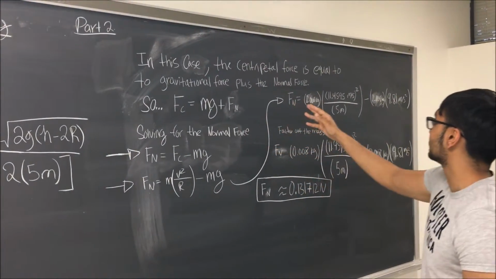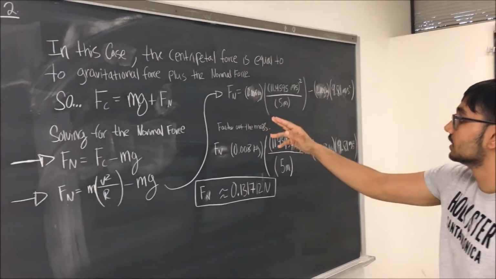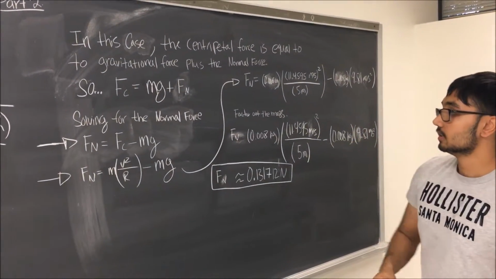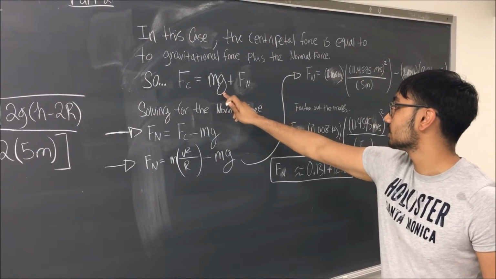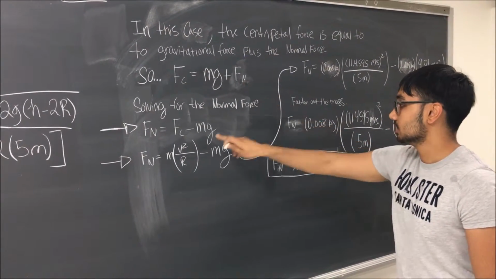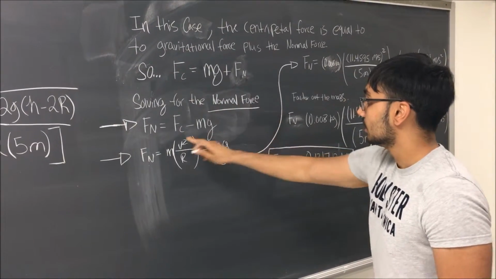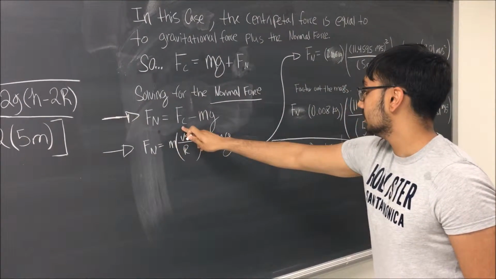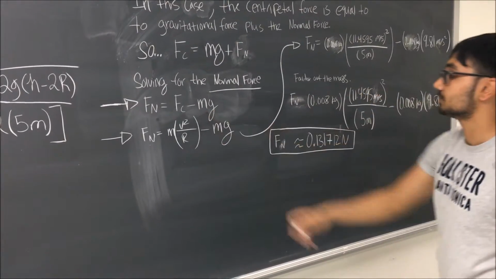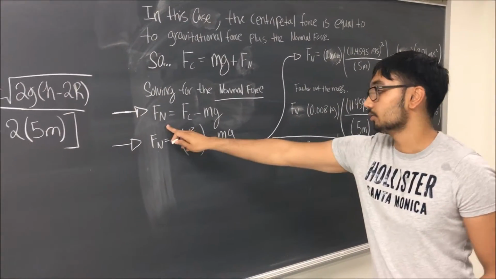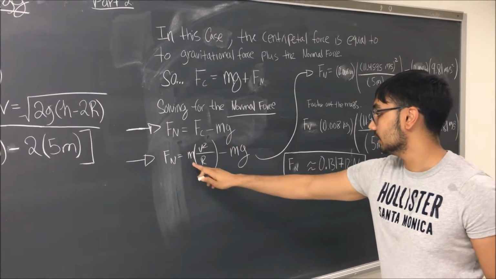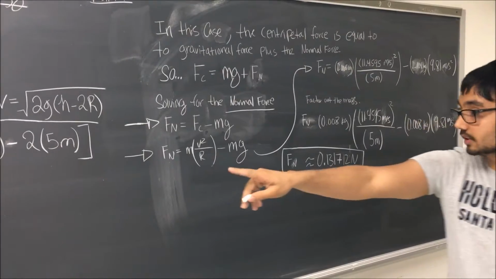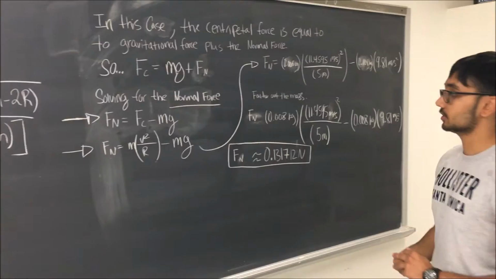In this case, the centripetal force is equal to the gravitational force plus the normal force. Solving for the normal force, we have Fn equal to Fc minus mg, because we're looking for the normal force. And so we know that Fc is also equal to m times v squared over r. We wrote that down there in the given, minus the gravitational force, which is mg, mass times gravity.